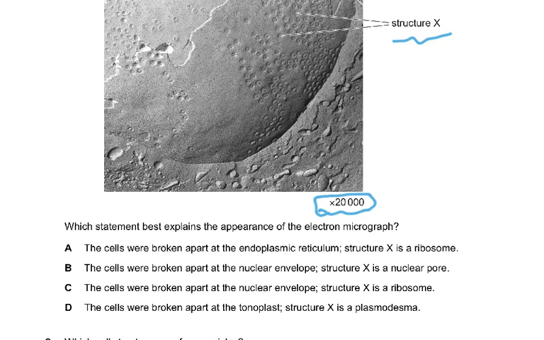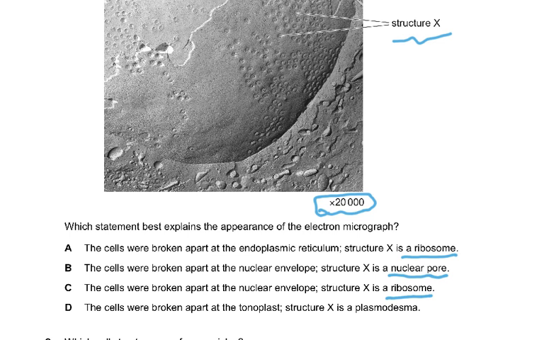The cells were broken apart at the endoplasmic reticulum, structure X is a ribosome. The cells were broken apart at the nuclear envelope, structure X is a nuclear pore. So structure X is either a ribosome or a nuclear pore. The cells were broken apart at the nuclear envelope, structure X is a ribosome. So nuclear envelope and a ribosome on top of that. Now you know that is incorrect. The ribosomes are on the rough endoplasmic reticulum, they are not on the nuclear envelope.